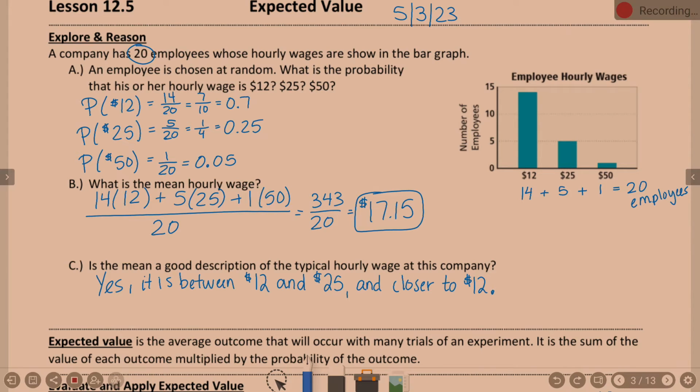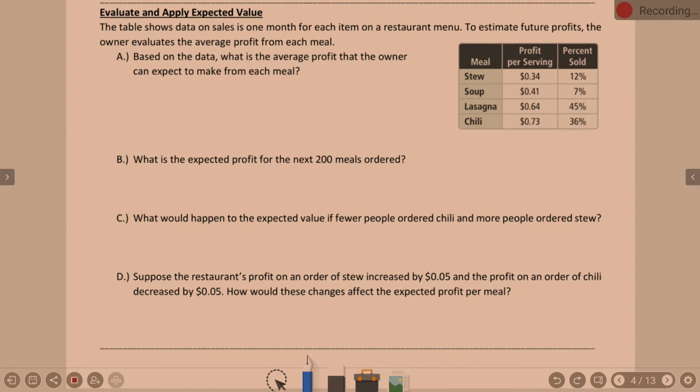That is leading us into the idea of expected value, especially figuring that mean there is helping us to get ready to find some expected value. If you notice down here, expected value is the average outcome that will occur with many trials of an experiment. It is the sum of the value of each outcome multiplied by the probability of each outcome. Okay, so right there, the sum of the value of each outcome multiplied by the probability of each outcome. So keep that in mind as we look at this next example. Okay, the table shows data on sales for 1 month for each item on a restaurant menu.